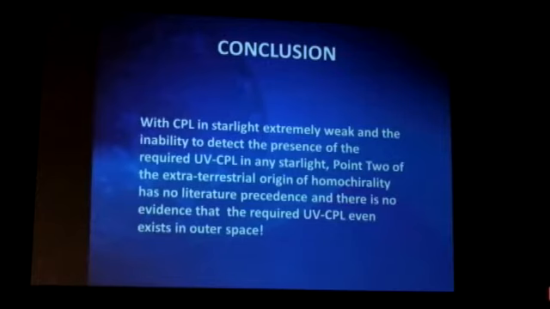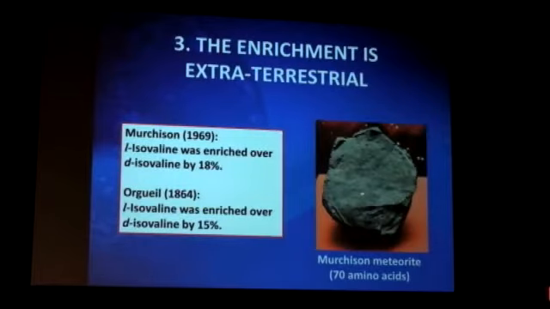So with CPL in starlight extremely weak and the inability to detect the presence of this UV CPL in starlight, point two of their explanation has low literature precedence. There's no evidence that the required UV CPL even exists in outer space. The third one is that the enrichment that was observed is extraterrestrial.